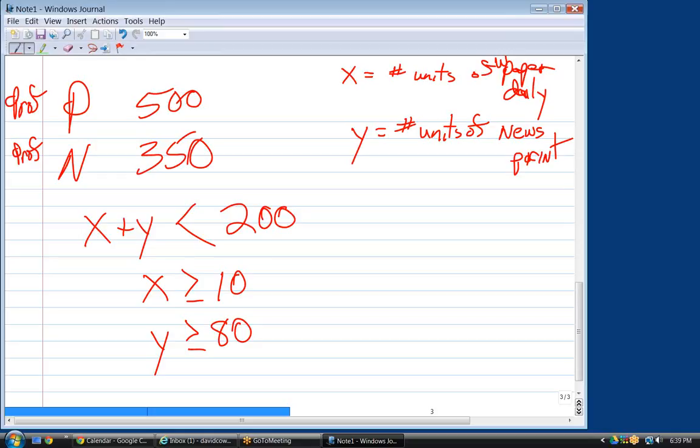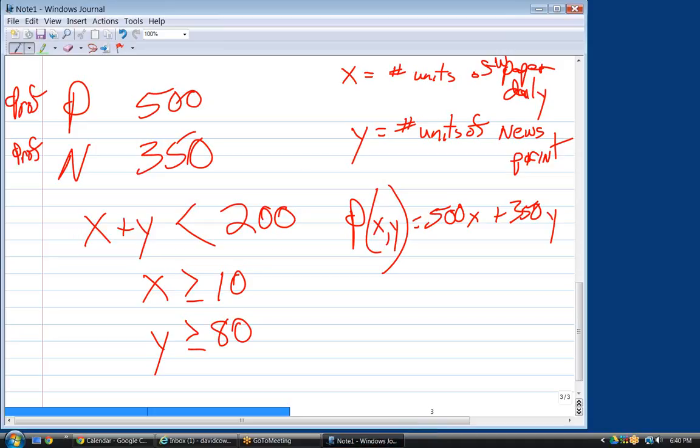And the question is, write the objective function for the profit. Well, what is our profit function, as a function of x and y? What do we make as a profit? Oh, 500x plus 350y. Yeah, that is our profit function. That's the thing we want to maximize when we get around to dealing with these other constraints.